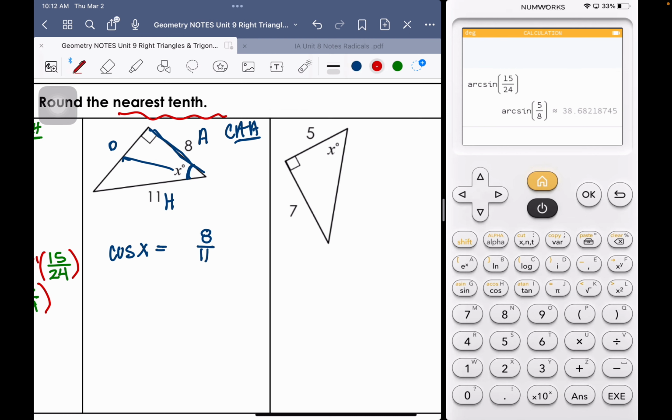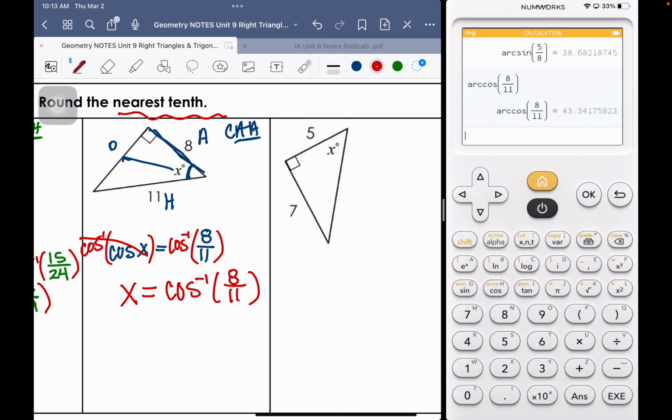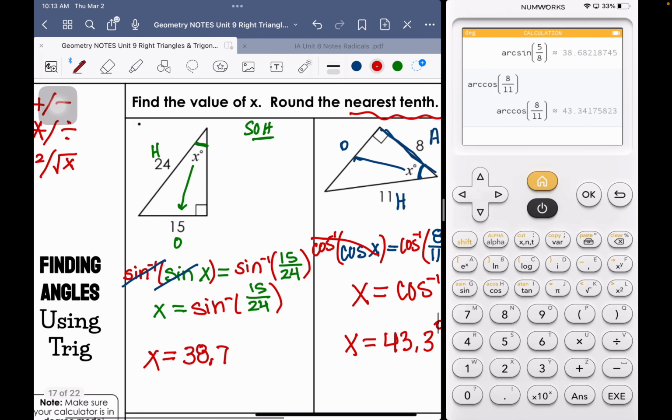Same thing as the last problem. We can undo cosine with the inverse of cosine. Okay, so when you do inverse cosine to both sides, our cosines cancel, leaving us with just x. So x is equal to the inverse cosine of 8/11. So in your calculator, you're going to do second or shift, get your inverse cosine, 8 divided by 11. So we get x is equal to 43.3. And these are degrees, right? We're finding angle measures.